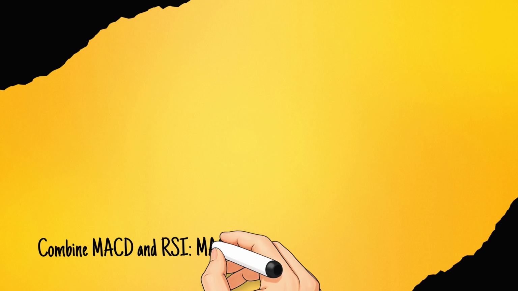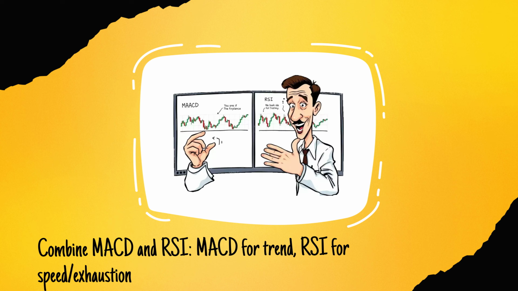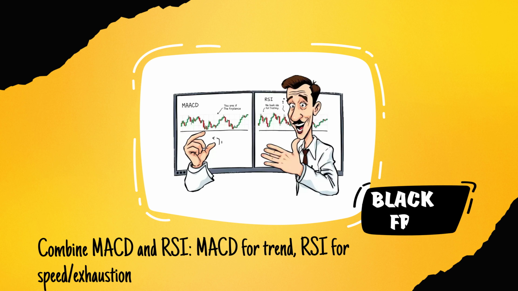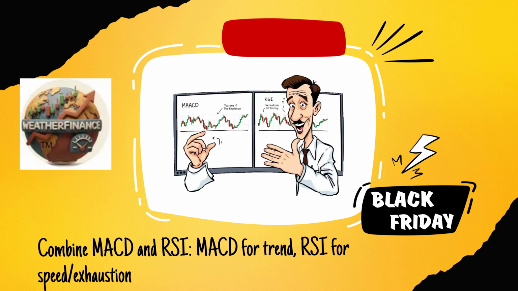Advanced tip: combining MACD and RSI. Use the MACD to confirm your trend direction and the RSI to confirm the momentum speed and potential exhaustion. MACD is better for long-term trend. RSI is better for short-term overbought/oversold status.